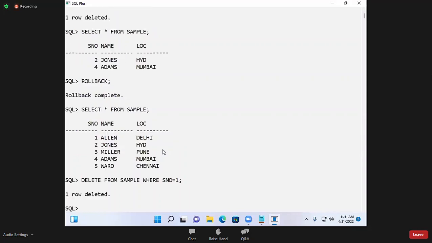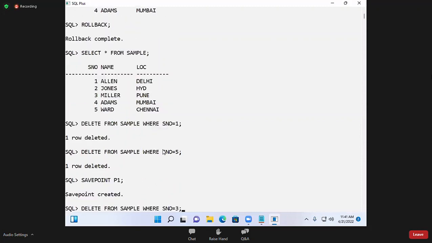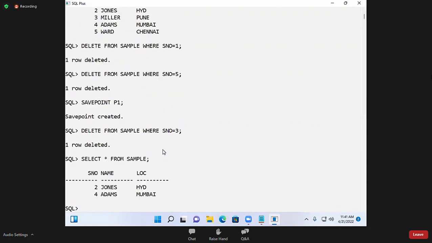Okay. Now, for example, suppose I again delete 1, 5 also deleted, the savepoint is created, 3 also deleted. Finally, my table has 2 rows. Now, if I do commit, what happens? Are all committed or only the savepoint committed? All are committed. Why, sir? Because all are in the same memory. Just as all are rolled back, here also all are committed.